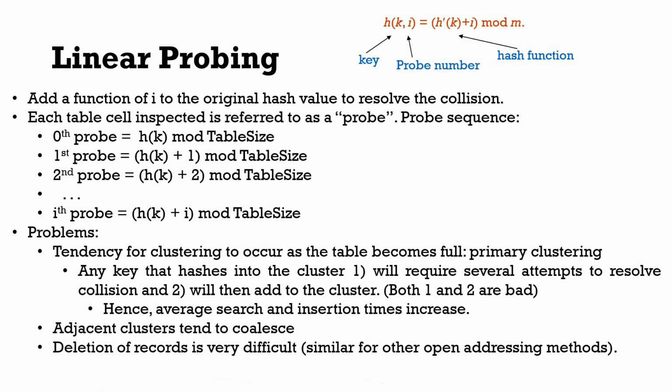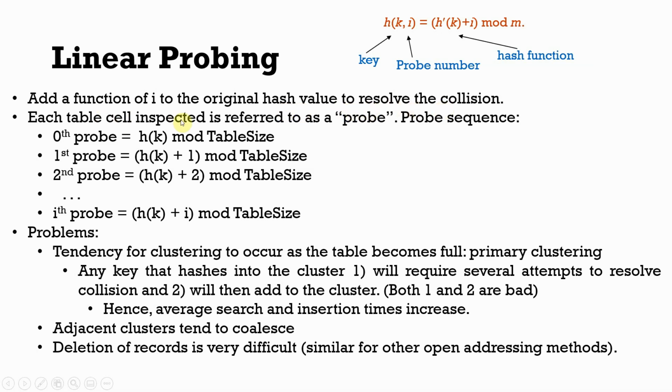Let's go through the first method of open addressing. Okay, so as I mentioned, the first method is linear probing. In linear probing, if you use the division method, we have a hash function that's usually just a mod operation, right? So in linear probing, we just add a function of i to the original hash value to resolve the collision.